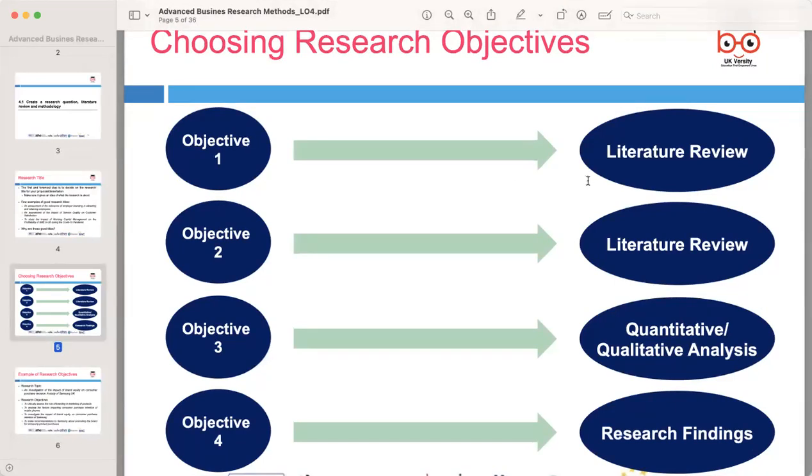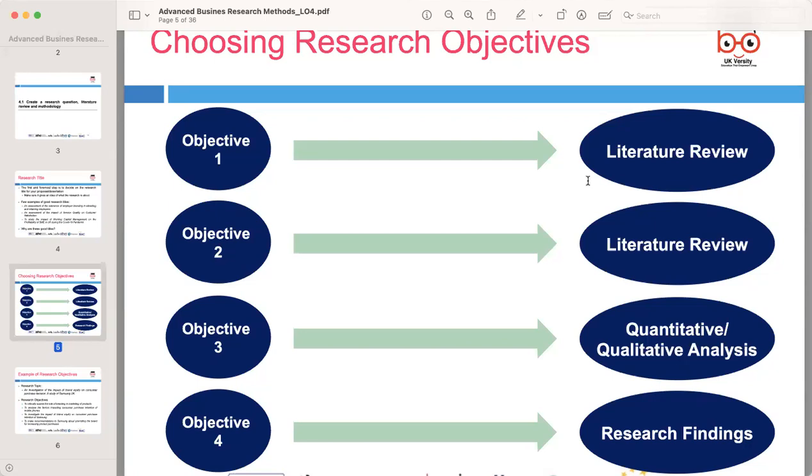A literature review basically involves examining existing works and publications relevant to our research topic. By reviewing the literature, we aim to gain a comprehensive understanding of previous studies, theories, and findings related to our research area. Then objective 2 is also a literature review.